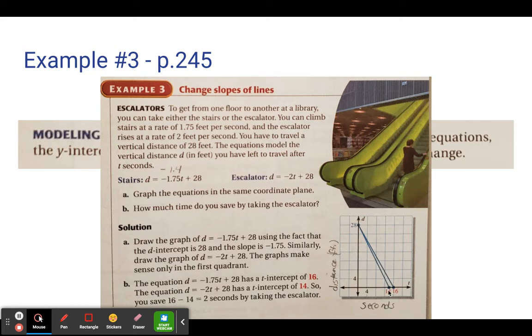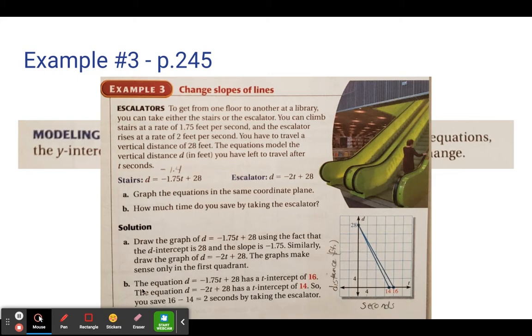So one, the t-intercept is 14. That would be the escalator. It's faster. And the stairs are 16. So you're going to draw the graph of d equals negative 1.75 t plus 28, using the fact that the d-intercept is 28 and the slope is negative 1.75. Similarly, draw the graph of d equals 2t plus 28. The graphs make sense in the first quadrant.